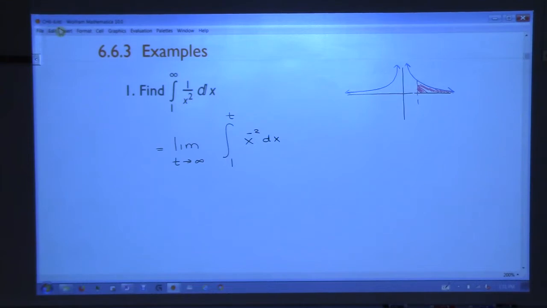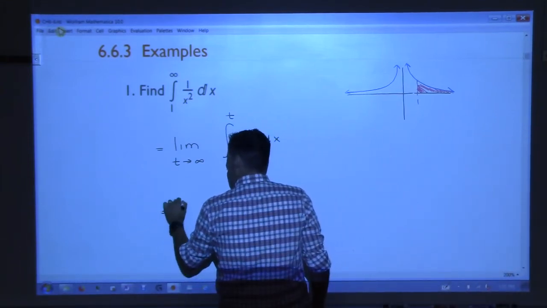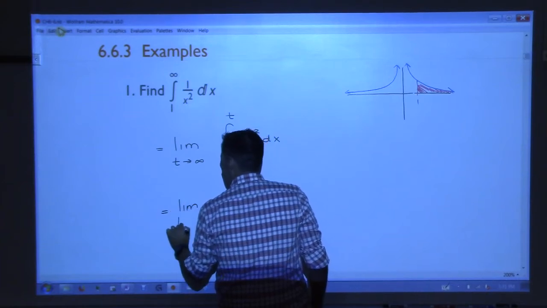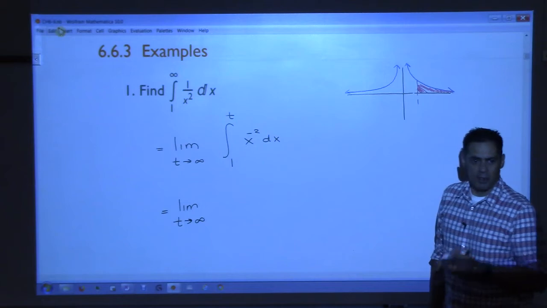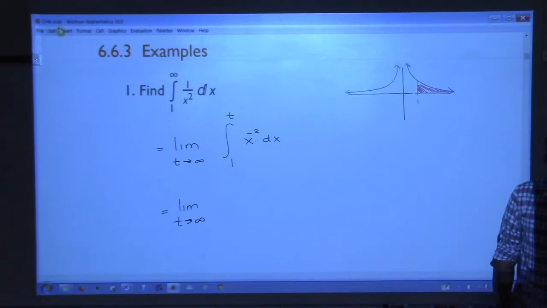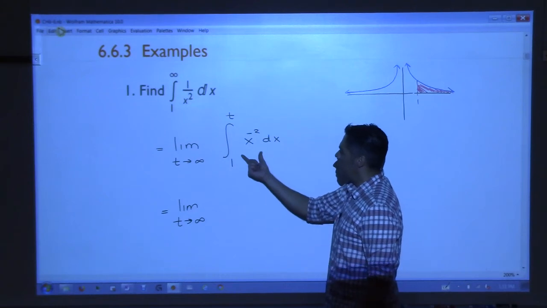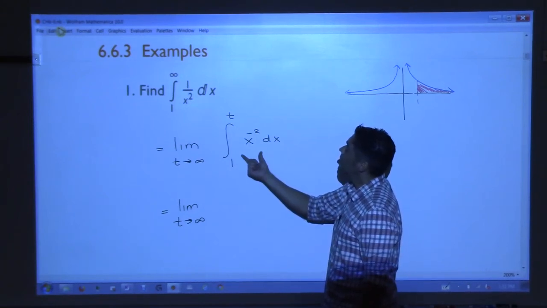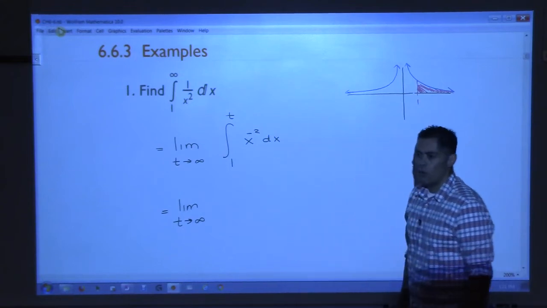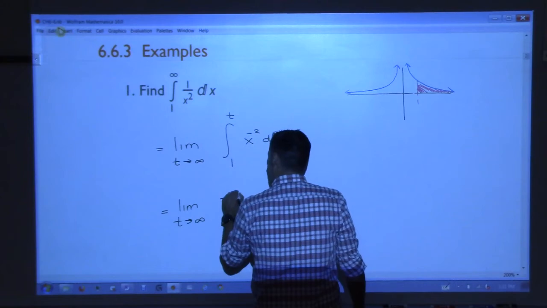So let's work this out. Next line, I write the limit again, because I have not taken the limit. Since I have not taken the limit, it is going to follow me through my work the whole way through, okay? Now, let's do the antiderivative of this. The antiderivative of that is what? Should be negative 1 over x. So this is going to be negative 1 over x, right?